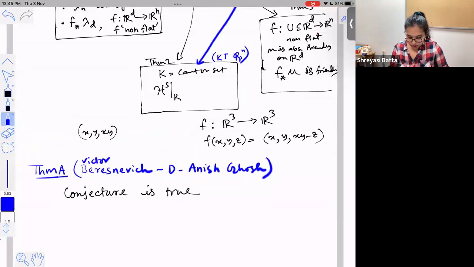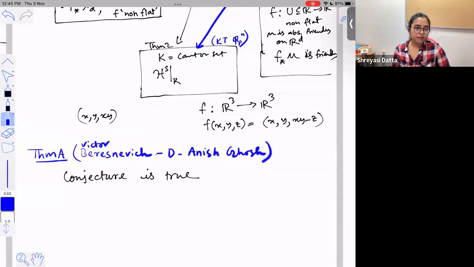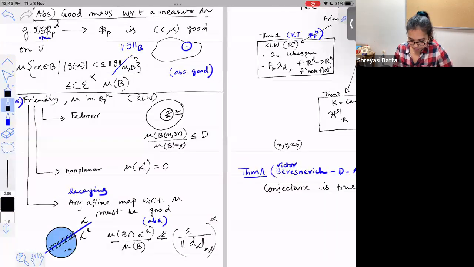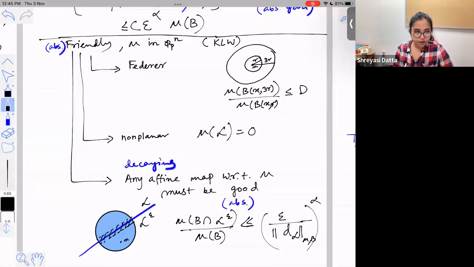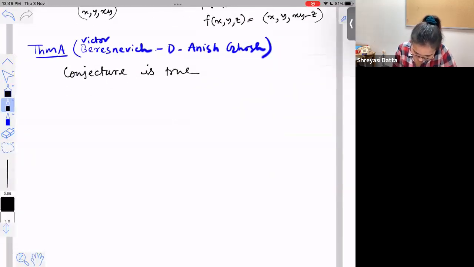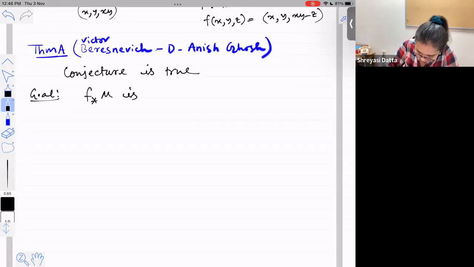So I want to talk about what is really going on, or what is the main idea in theorem A. If you want to prove that f star of mu is friendly, then let's go back. You have to prove these 3 properties about f star of mu. And the crucial property, or the most non-trivial property, is to show that f star mu is decaying. And so the goal is that f star mu is decaying.